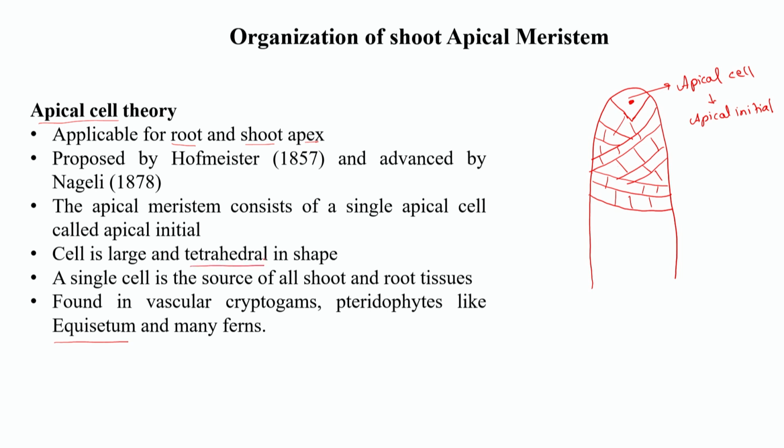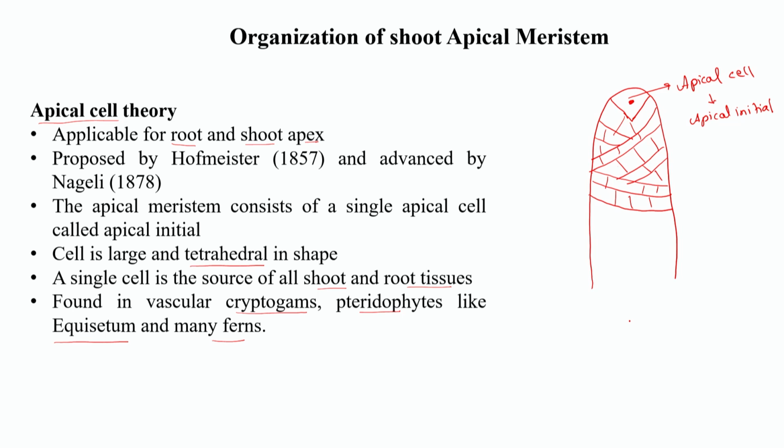This single apical cell is tetrahedral in shape, which means it has four faces. This single tetrahedral cell is found basically in lower cryptogams like pteridophytes, in Equisetum and many ferns. Other examples among lower cryptogams are Lycopodium and Selaginella. In those also, such a cell is formed, and it gives rise to all the other cells.